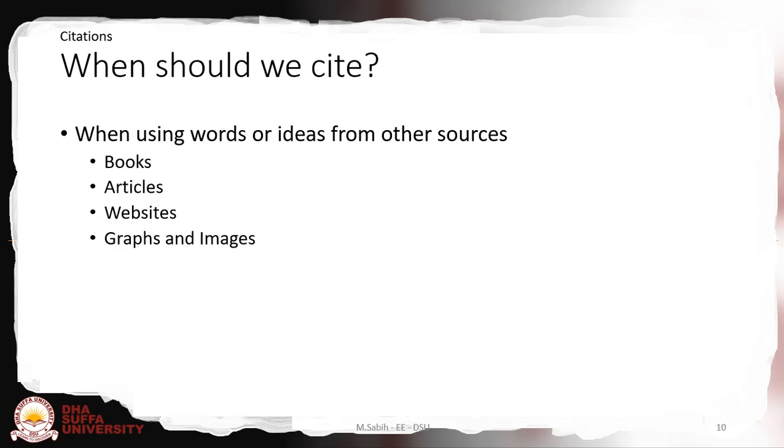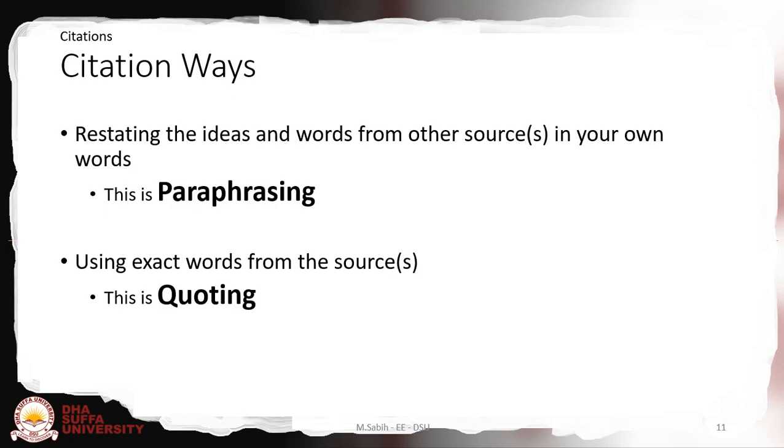When should we cite? Whenever we use some words or ideas from other sources. Whenever we use an idea or some words from others, it may be a book, an article, a website, some figures, or you may want to reuse some graphs or images; we will see what to do with them. And there are two ways of citing: either you restate the idea in your own words, which is paraphrasing, or you use the exact words, which is quoting.